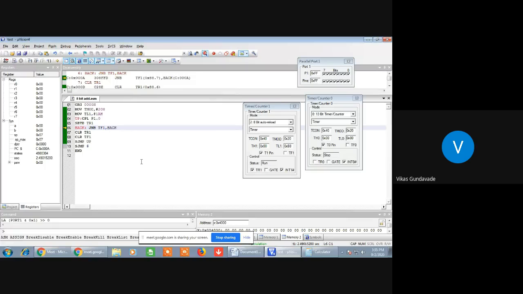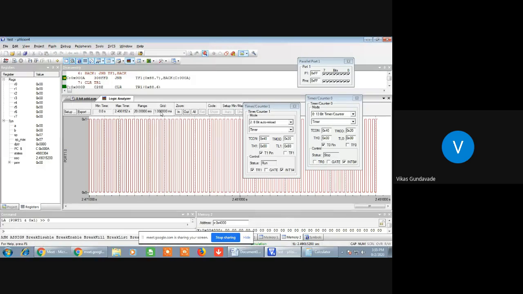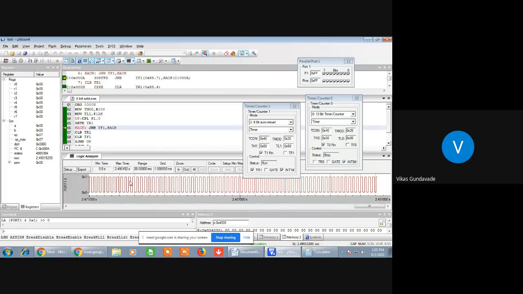And we will check the status on the logic analyzer also here. See here, we have got the result. Okay, so here automatically the value will get loaded from TH1 into TL1. By default, when we are giving the value in TL1, the same value is available in TH1 and that will get auto reloaded into TL1. Okay, everyone got it? Did everyone understand?